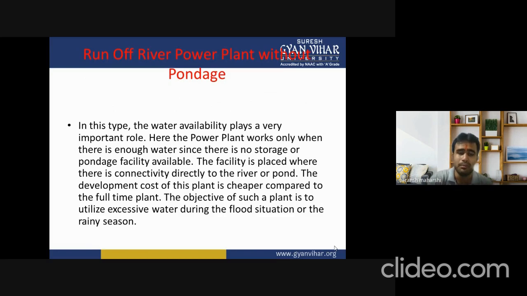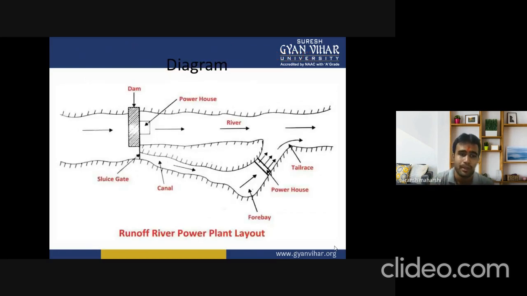Here is the diagram of the run-off river power plant without pondage, and in this diagram we consider some factors like dam, powerhouse, river, sluice gate, canal, forebay, powerhouse, and the tailrace.